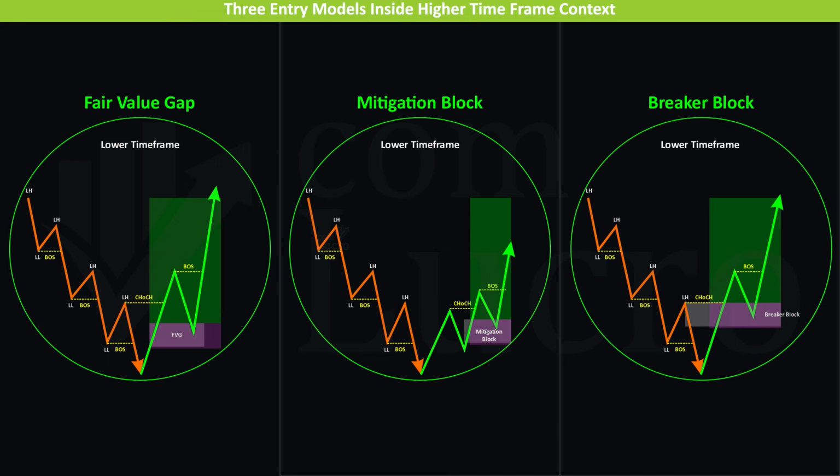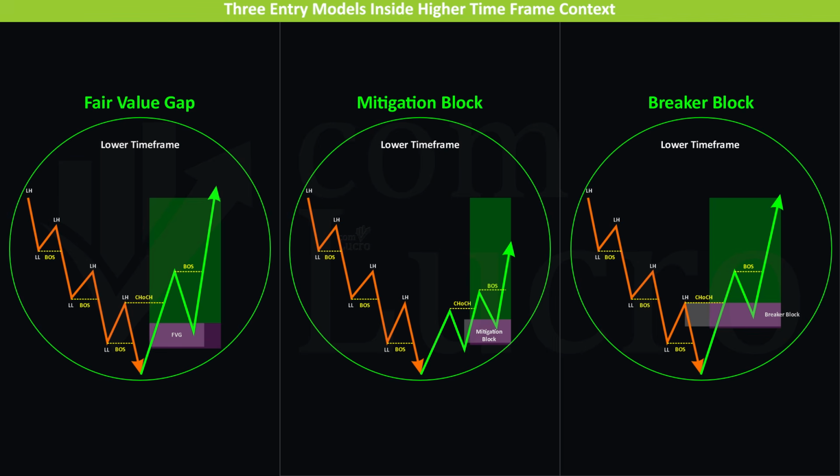long entry. At this point, there are 3 different entry techniques available to open a position, in this case, a buy. Each approach comes with its own advantages and limitations. These include the classic fair value gap model, the mitigation block, and the breaker block. All of these areas tend to behave like magnets, pulling price back into them before the next upward continuation.